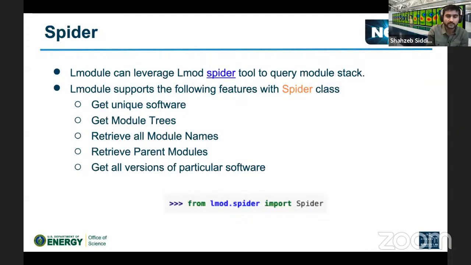Next, we'll talk about Spider. Lmod uses the Spider tool to query the software stack. To get started, you just import the Spider class. What it supports is getting unique software, getting the module trees, getting the module names, and it can retrieve parent modules and also versions of particular software.